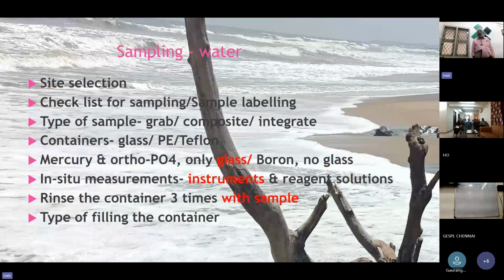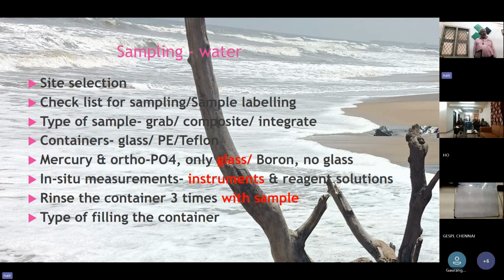Let us see sampling of water. We have to do the sampling of water. What are the things that we have to take care of? What is the site selection? We have to be careful while selecting the site from where we have to collect the sample.